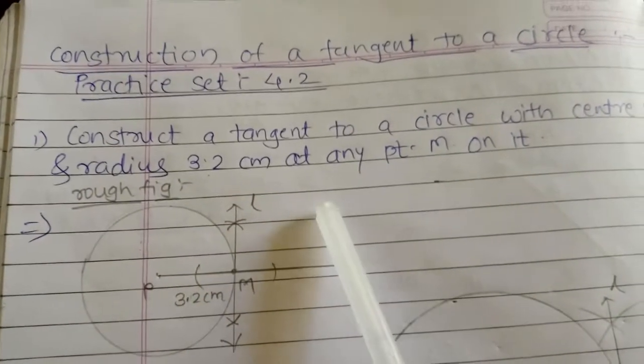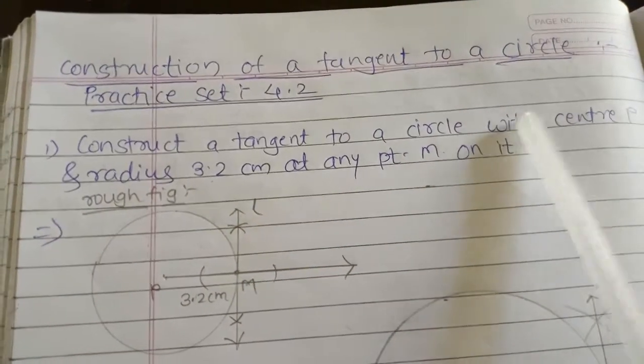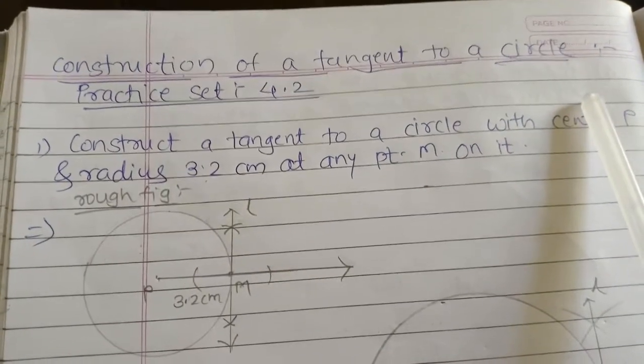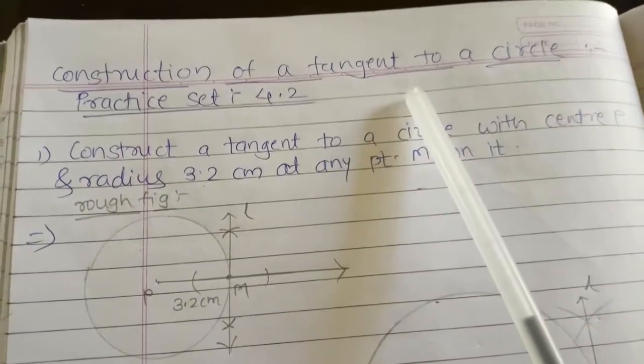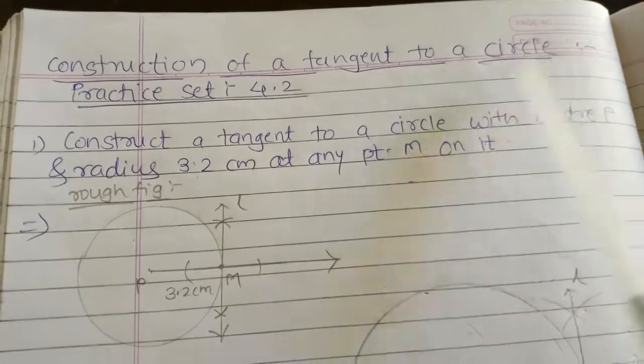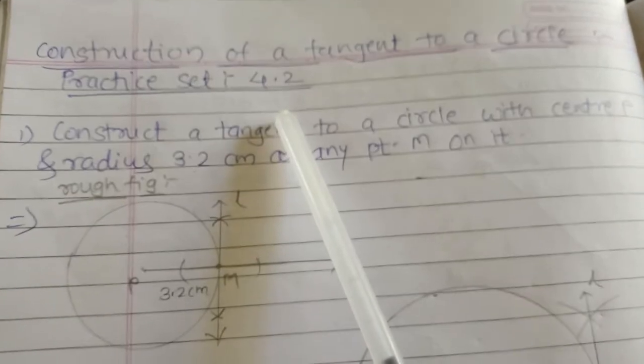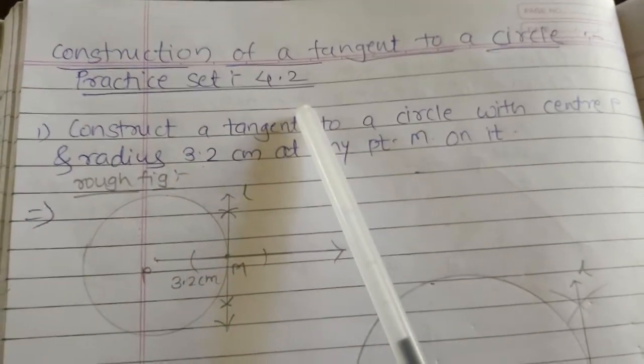Hello students, now I am going to start with the next concept of the chapter Geometry Construction of 10th standard, that is construction of tangent to a circle. For that purpose we have to start with the practice set 4.2.